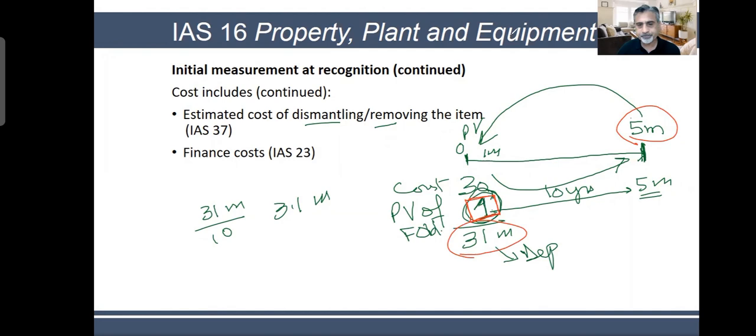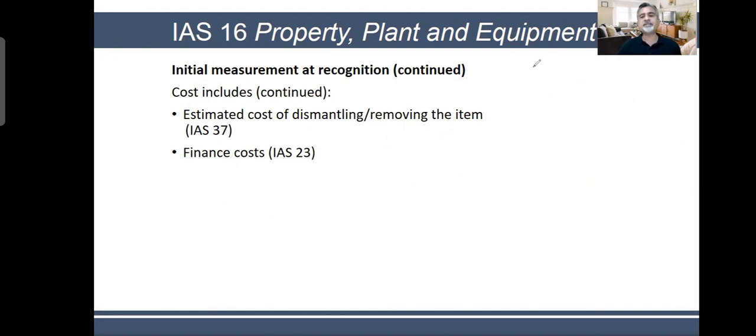Clear? Now, so we said that the cost of the asset will include the purchase price plus transportation, plus installation, plus any kind of duties or taxes, customs, whatever. Plus it will include my dismantling cost, which must be added. The present value of dismantling cost, very important, because dismantling is 5 million, but I'm not going to add 5. 5 is after 10 years, not today. In terms of today, it is only 1. So I will be adding 1 million.